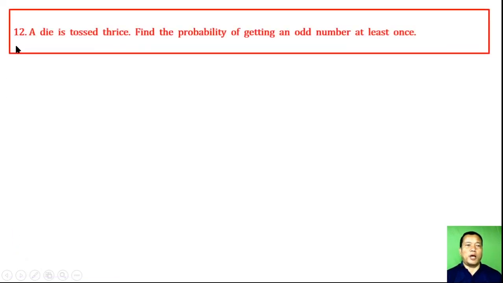For question number 12, a die is tossed thrice. Find the probability of getting an odd number at least once.